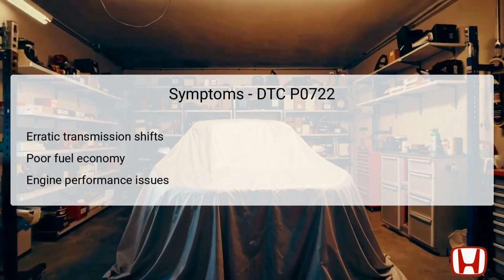When experiencing issues identified by DTC P0722, one may notice a variety of symptoms related to transmission behavior. Erratic or harsh shifting can occur, leading to a less smooth driving experience. Poor fuel economy is another common symptom, as improper shifting can decrease efficiency.